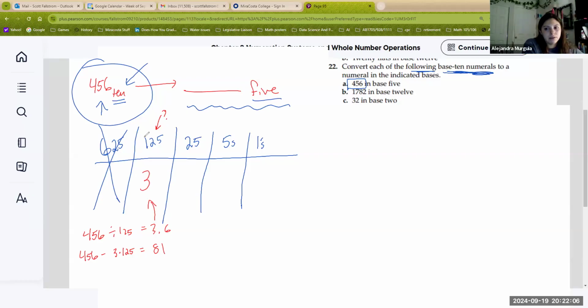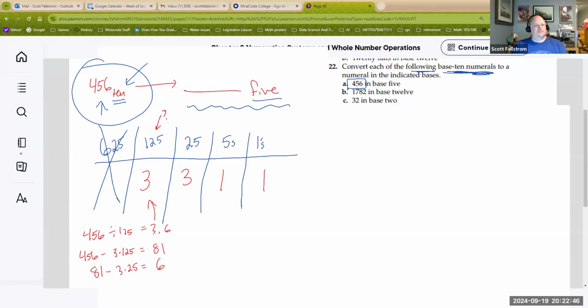Now at least you know you're done. Like you're convinced. There's no other groups of 125. All right, let's go to the 25s. How many 25s can you get? 2 groups. Oh, wait, no, 3 groups. You sure? 25 times 3 is 75, right? So three groups of 25. Okay. 81 minus 75 is 6. So I'd have 1 group of 5s and 1 group of 1s.